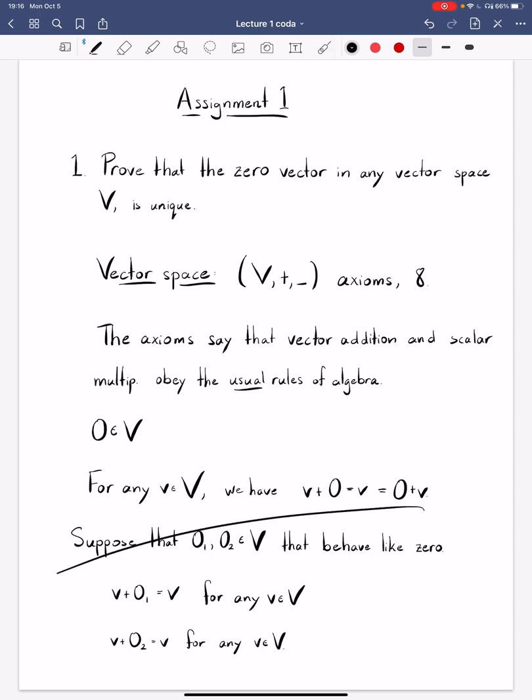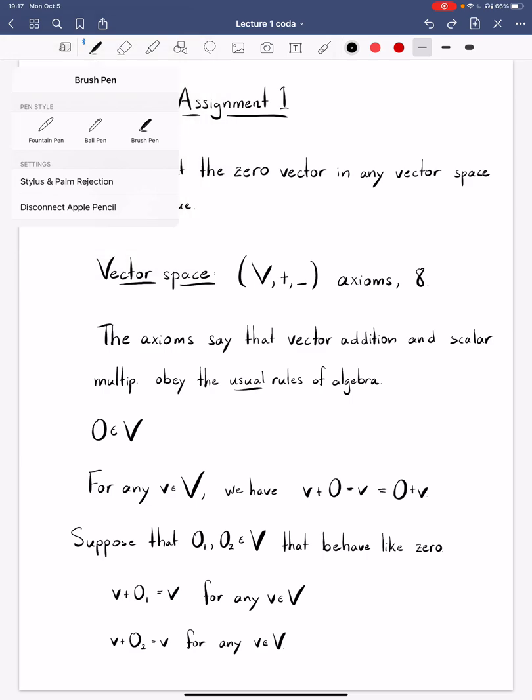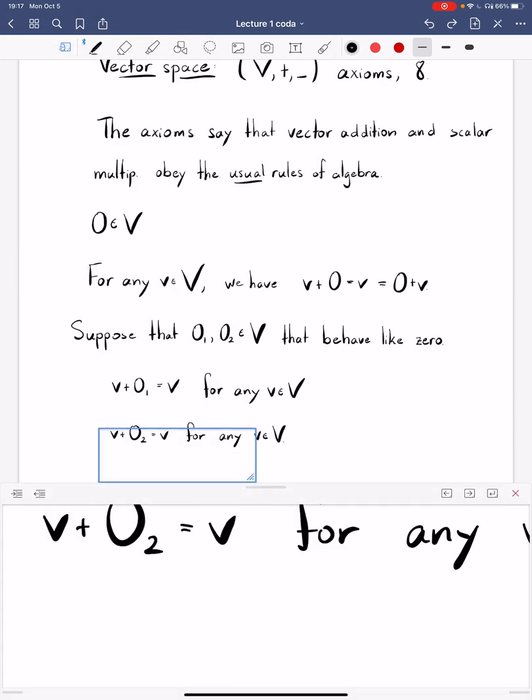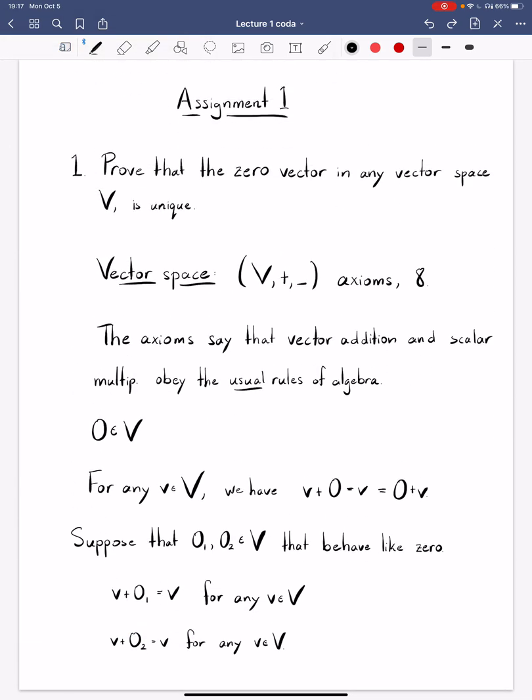Okay, whoops, that's not what I wanted to do. Let me start a new page, which I have somehow forgotten how to do. I haven't used this in a long time. There we go. Okay.